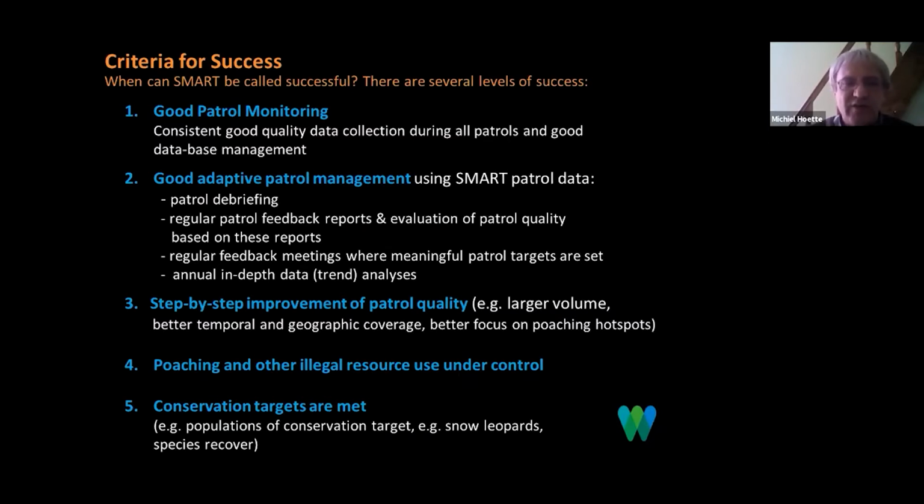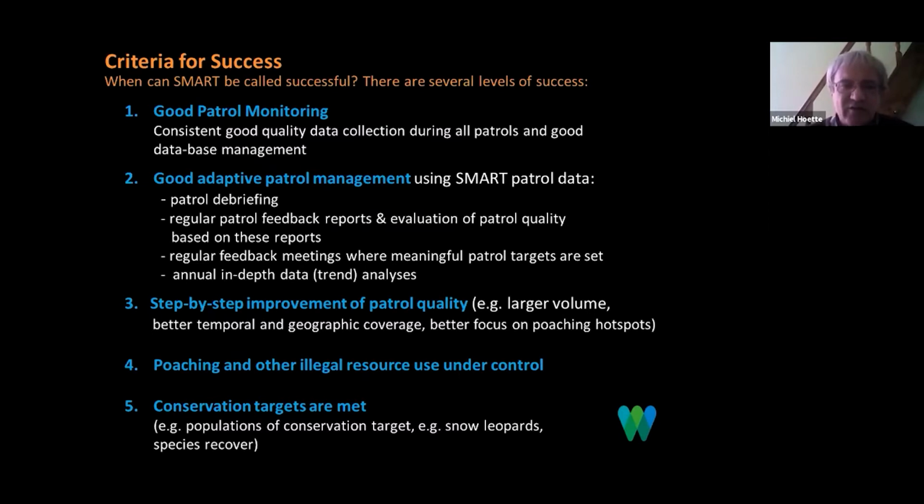When a patrol comes in with data, assuming that you don't have SMART connected to have the data on their phone, there should be patrol debriefing. Just checking what they have done, checking if the quality of the data is good, discussing the patrol and the patrol events, see if there's some immediate action that is required. This is the first level of using data.